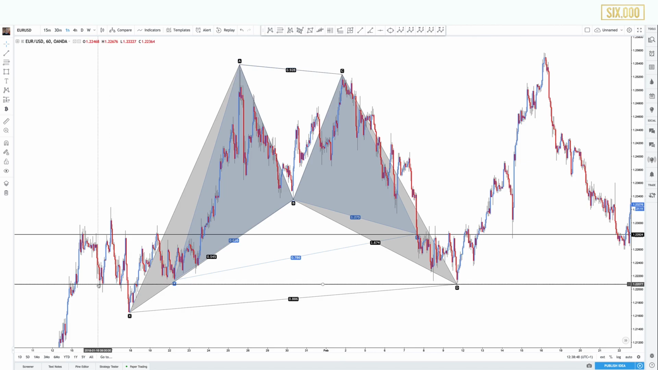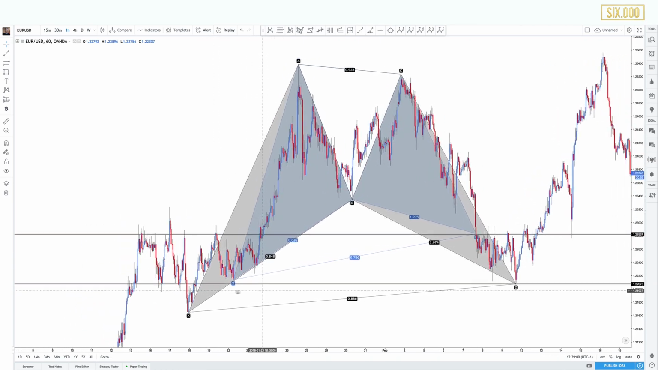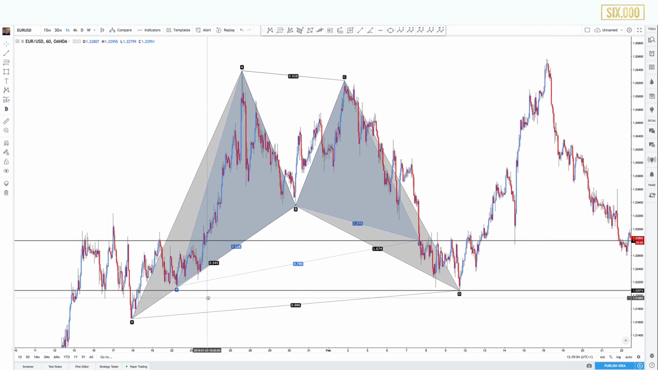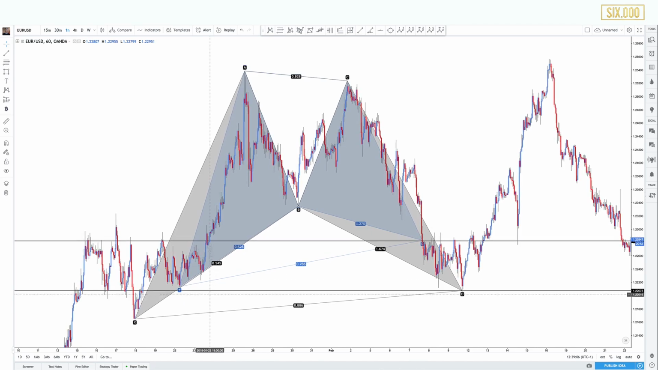The same with the bat pattern. It's got a good support for the D point, although we did have a drop below. We've seen the exact same with the Gartley support, except price pushed above. So we've got two good areas of support. Right now, it could be either one you could go with. And that's why we use the major and minor time frame.